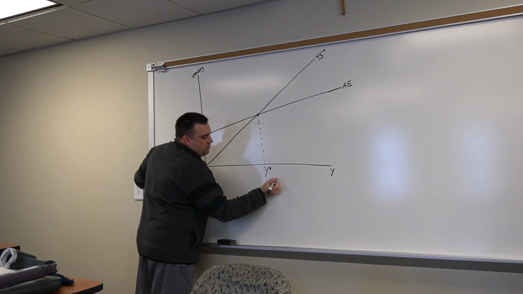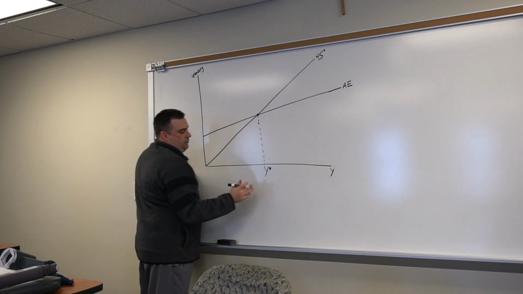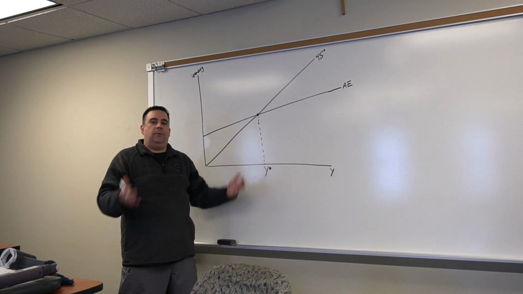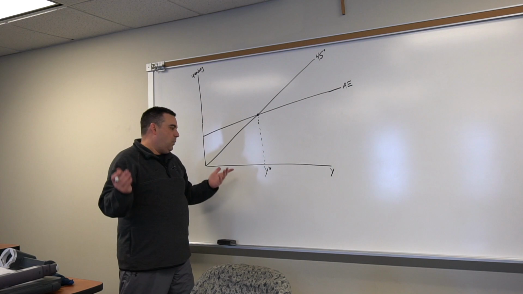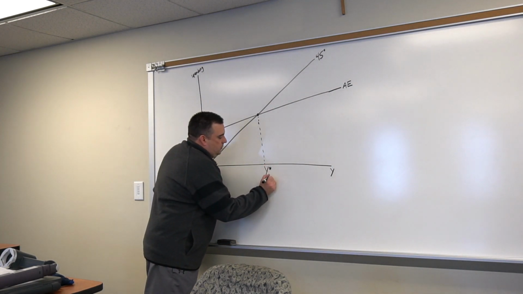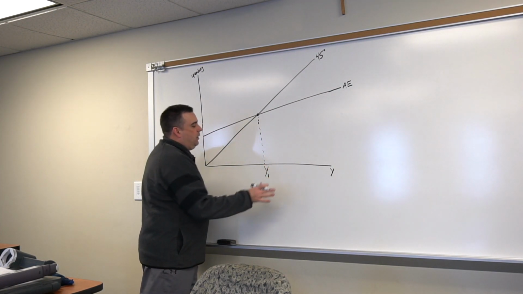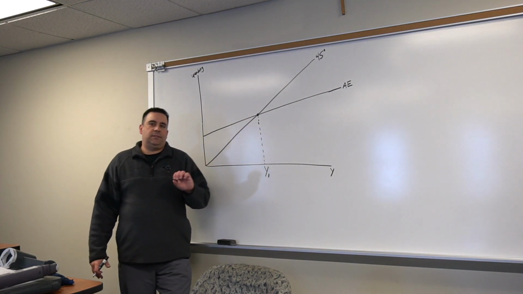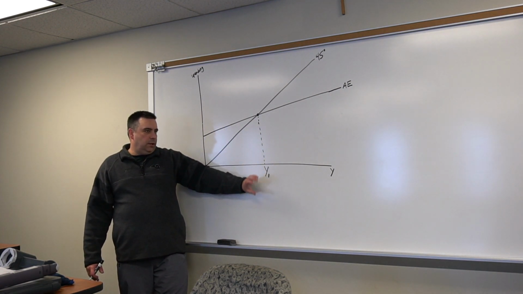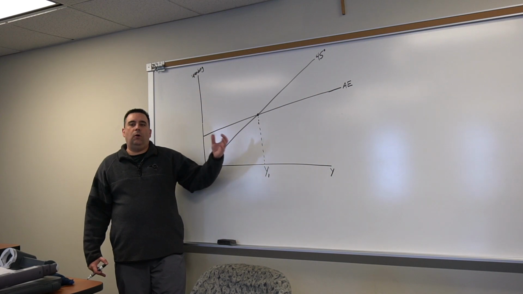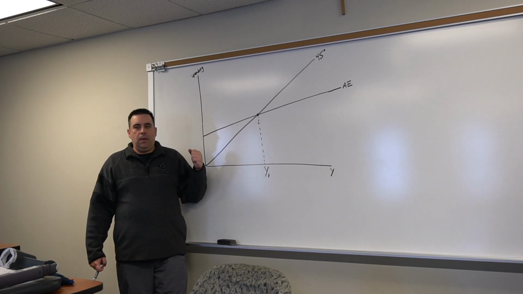So I made this y star just, again, as our equilibrium point. If you want to call them y1, we could do that too. I wouldn't object there. This represents long run equilibrium. So our long run real GDP.